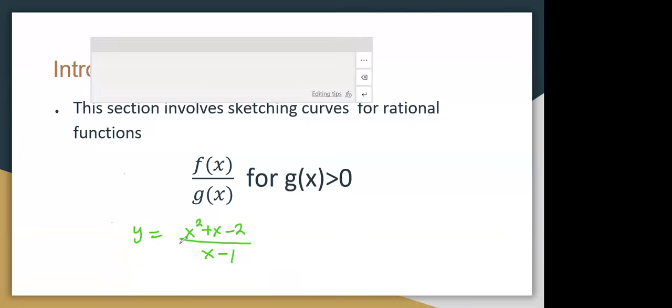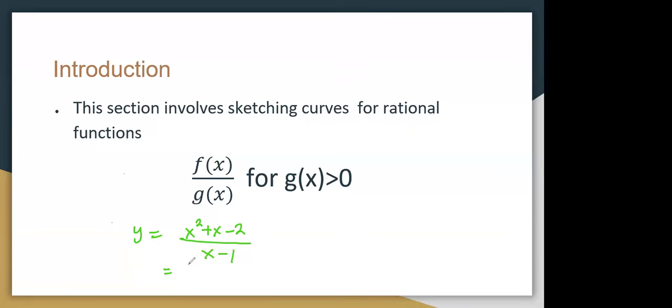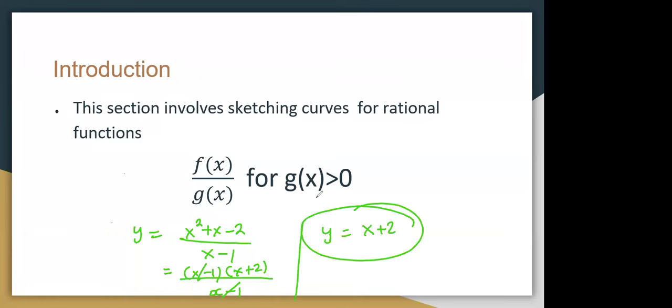It's not. Very good. Members, when you look at the upper one, it is the same as having (x minus 1) times (x plus 2), everything divided by x minus 1. You notice that these can cancel, and therefore you get y equal to x plus 2. Now, y equal to x plus 2, members, this one is not a rational function.